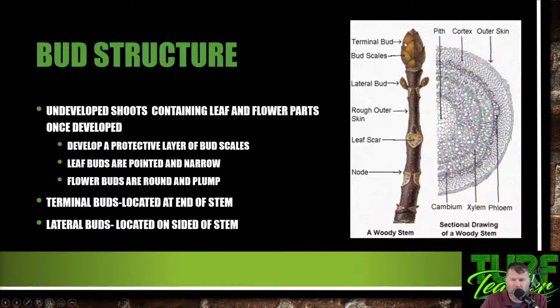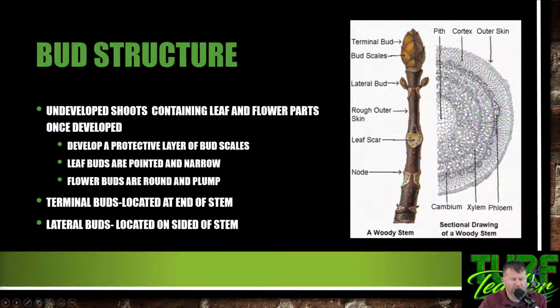So, a good picture here of the terminal and bud scales. The laterals, you have your rough outer skin. You have a leaf scar right here, and then you have a node pointed right at that little tip there. And this is a woody stem.